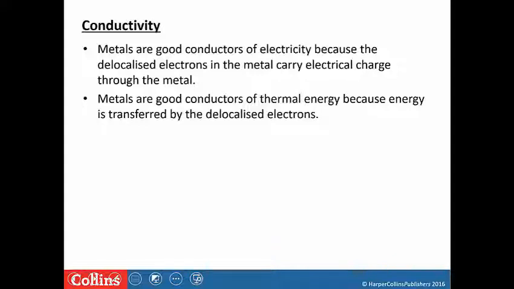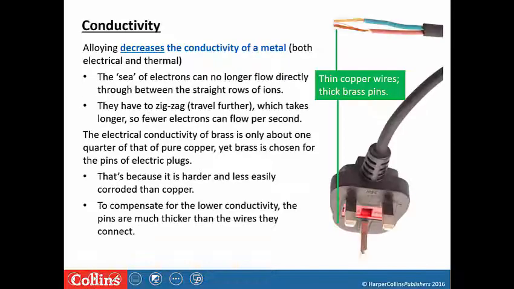In terms of conductivity, metals are good conductors of electricity because of the delocalized electrons carrying electrical charge through the metal. And they're good conductors of thermal energy because the thermal energy can also be transferred by those delocalized electrons. When we add an alloy, when we add another metal, it decreases the conductivity because the electrons aren't flowing between straight rows. They're having to zigzag around the wonky particles, which means that they have to travel further. It means they take longer.